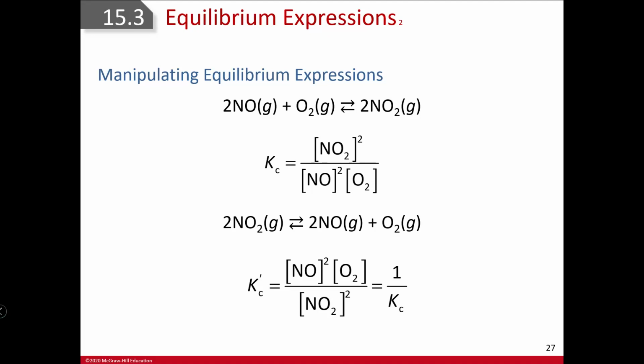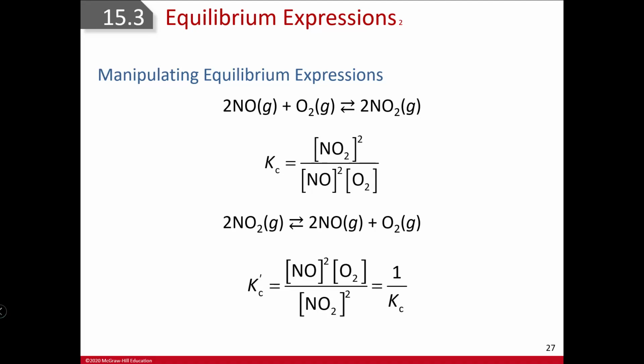But what would happen if I multiplied this entire equation by 2? Okay, multiply the entire equation by 2, I get this reaction: 4 moles of nitrogen oxide and 2 moles of oxygen yield 4 moles of nitrogen dioxide. So here is what this expression would look like. The difference between this expression and this expression is not just the number 2, it's the power of 2.